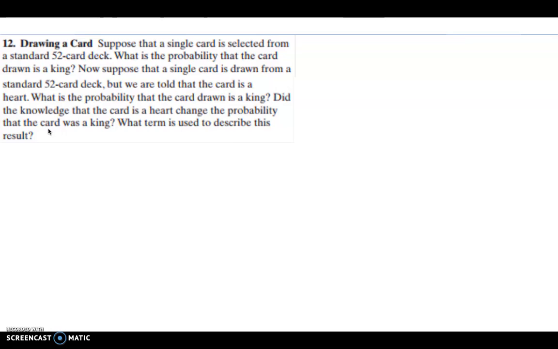Now let's look at drawing a card from a standard deck of cards. So suppose that a single card is selected from a 52 card deck. Okay, this is where we got 4 suits: hearts, diamonds, spades, clubs, and we want to know what's the probability that a king is selected. Well, there are 4 kings out of the 52 cards, which reduces down to 1/13. That's the probability of getting a king.